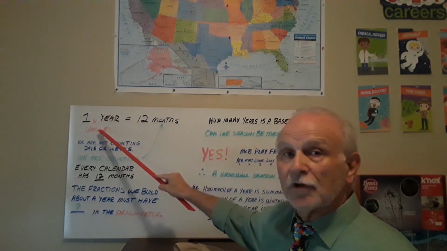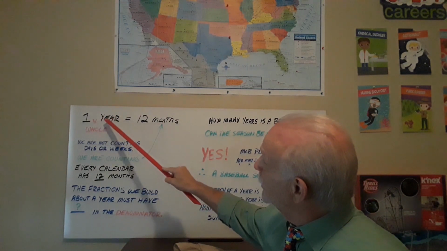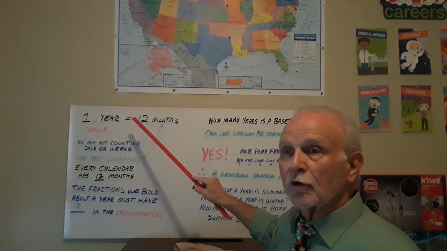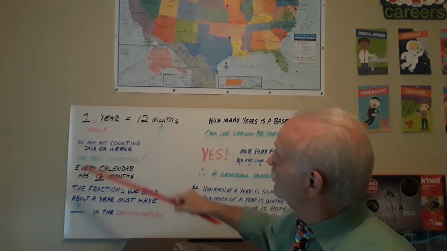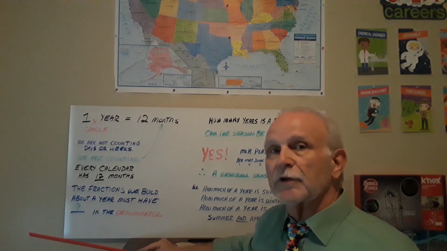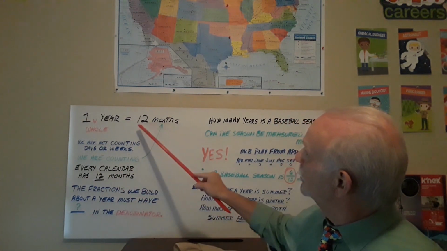The year is the whole that I spoke of, like a platter falling on the floor and shattering, and it's broken up into 12 months. Those months are equal because there's always 12 of them in a year. Every calendar has 12 months in a year.